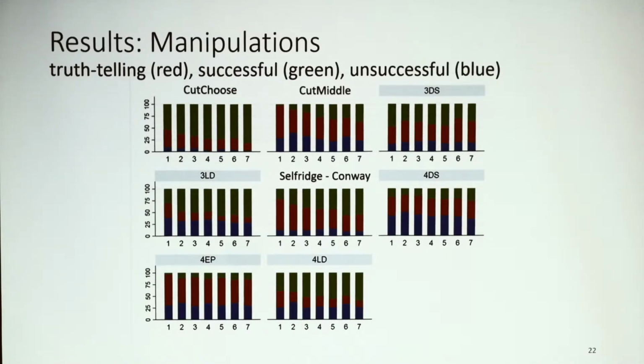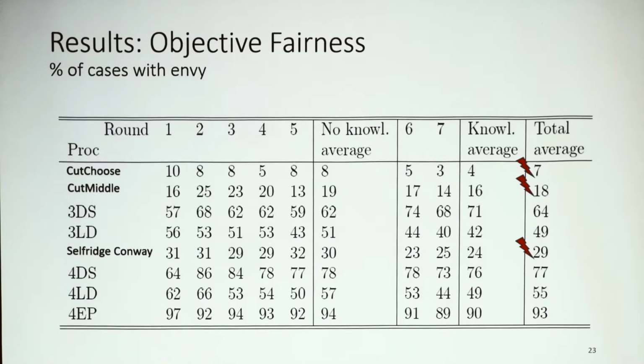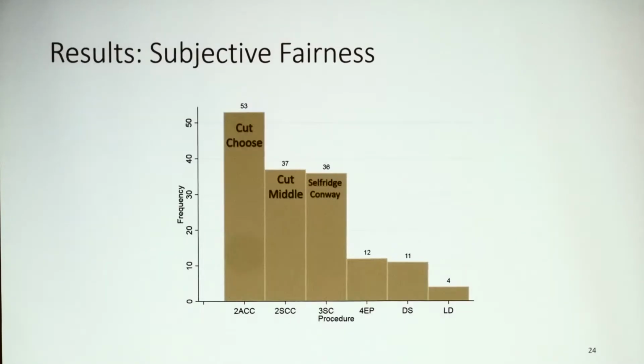Thank you. So yeah, however, despite that we observe a large number of manipulations, surprisingly, we observe that MB-free procedures generate substantially less MB than their proportional counterparts. So cut and choose generates MB in 7% of the cases. Cut middle generates MB in less than 20% of the cases. And Selfridge Conway generates MB in less than 30% of the cases. On the other side, all proportional mechanisms generate MB in more than 50% of the cases. This difference is statistically significant. So this is surprising for us because there was no reason for that.